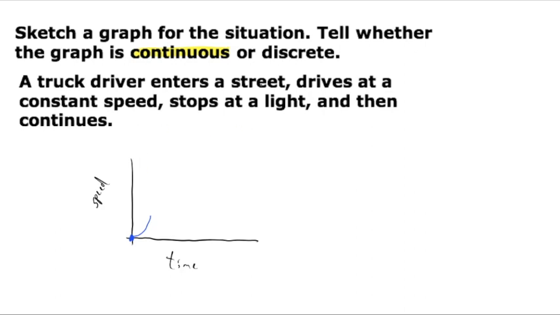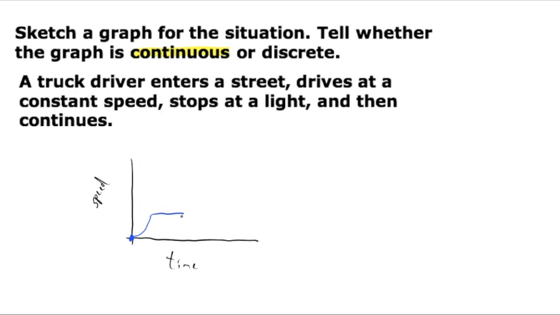So then he drives at a constant speed. A constant speed means his speed is not increasing or decreasing. So that means that once he gets to some desired speed, he's going to flatten out. So I should see a horizontal line there because that's saying no matter what time I'm looking at, that speed is the exact same.